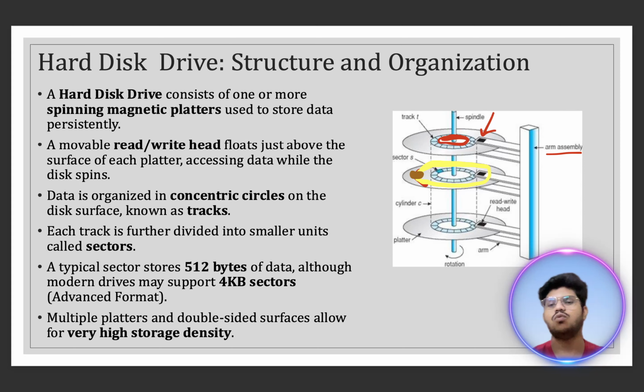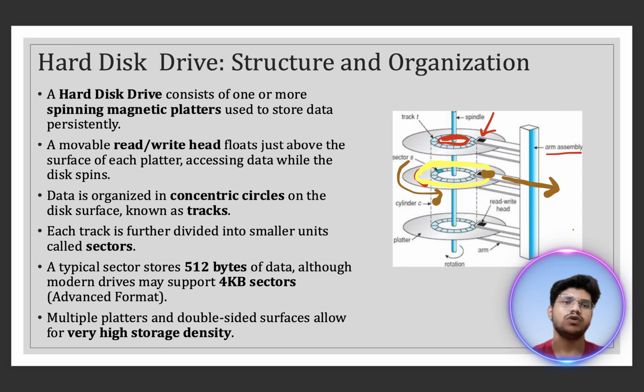Okay, so if I want to access data that is present in a particular sector, then what will happen? Now at first this ARM assembly will move away from the center, will come to the appropriate track, then this will rotate like this, and this sector will come just below this ARM assembly, and the data will get transferred to the primary memory or the RAM.